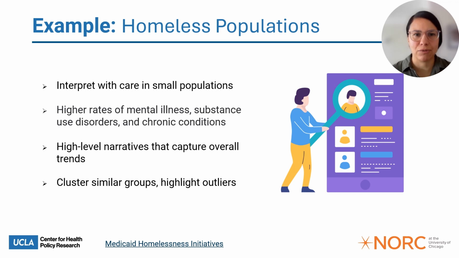Here, I have another example of what can be considered a small population. This is the homeless population. When reporting results on data for this population, we have to be very careful. This is a group that has a lot of specific characteristics that are sensitive, for example, higher rates of mental illness, substance use disorders, chronic conditions. These are things that NCHS is interested in reporting, but because of the sensitivity of the data, they do not report the numbers specifically. In this case, you can use high-level narratives that capture overall trends, cluster similar groups, or simply highlight outliers when you're reporting on this type of population.